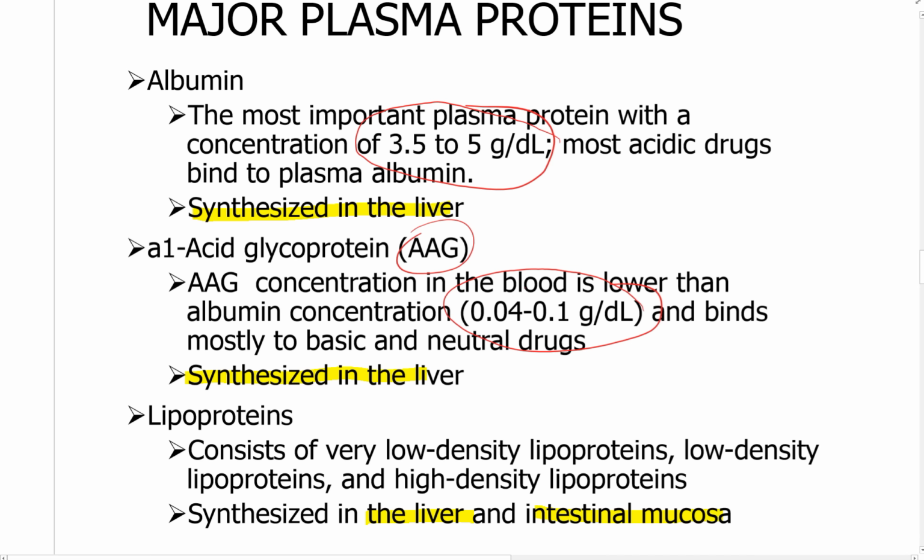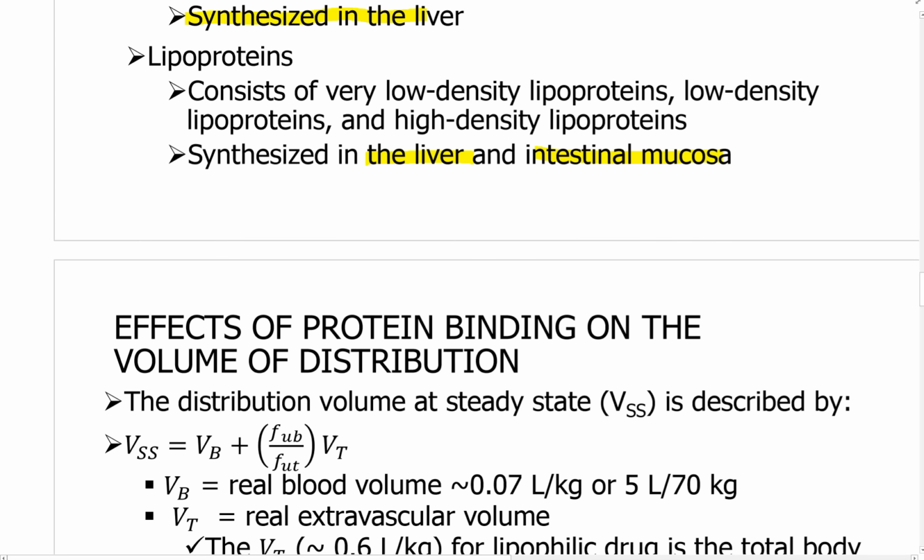So, which protein has the highest concentration in the blood? Albumin. I have more detail in the notes, so I will go over these 3 proteins during the class.